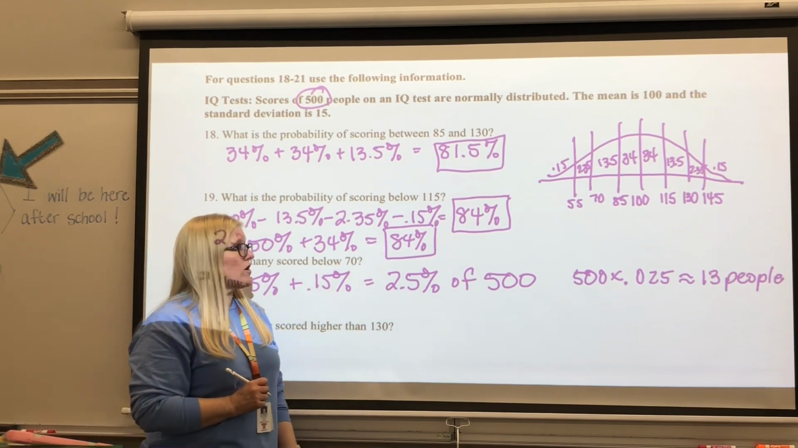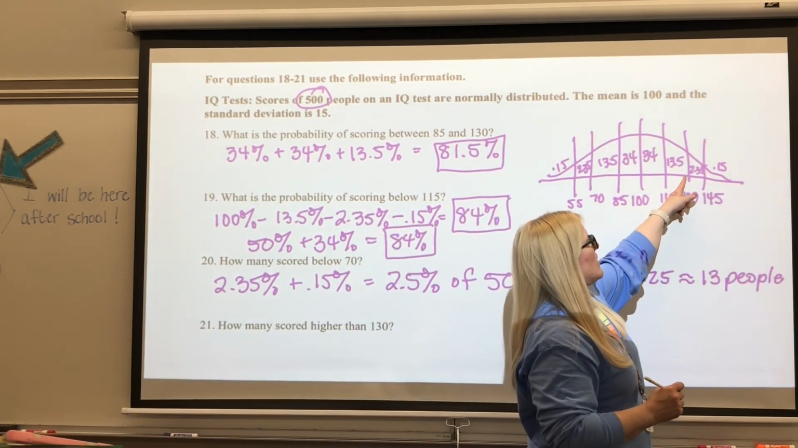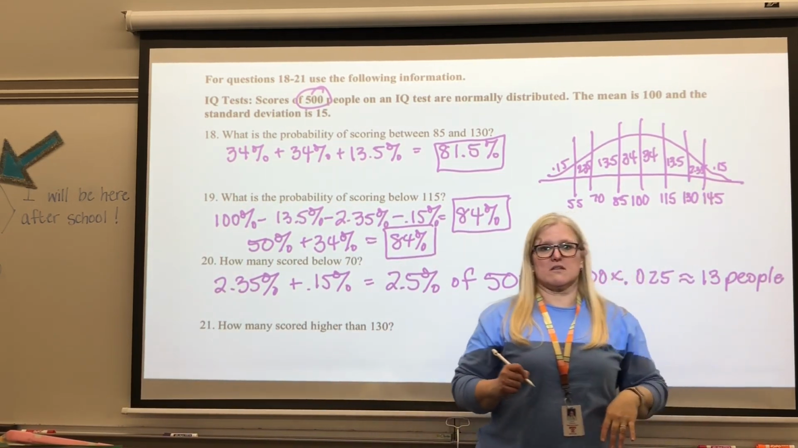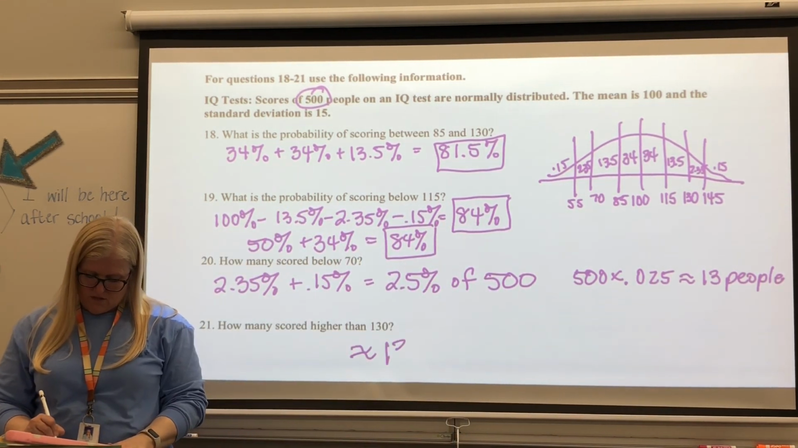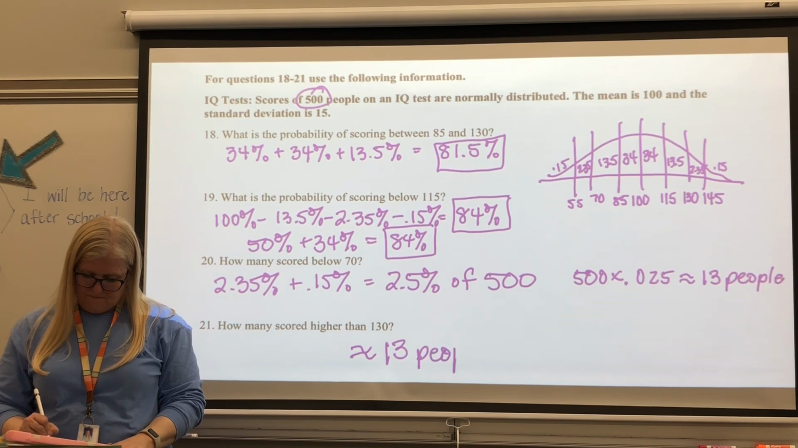And then how many scored above 130? Well, it's the same thing. It's 2.5%. So it is about 13 people.